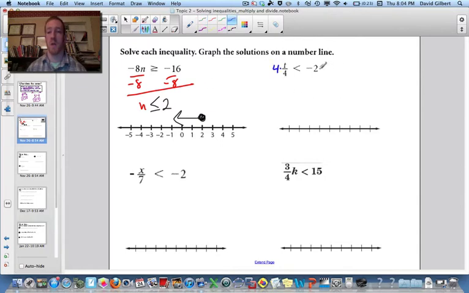Multiply by 4. So did I multiply or divide by a negative? No. So I can keep the sign the same. T is less than negative 8. I multiplied, but it was by a positive number, so that's okay. So that'll be negative 8 there. Negative 6, negative 8. So open circle at negative 8, pointing that way.